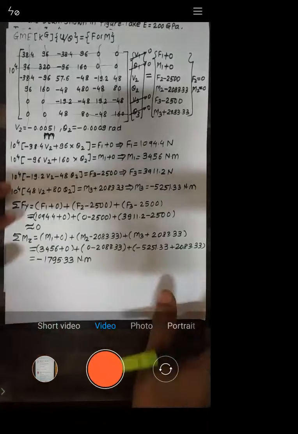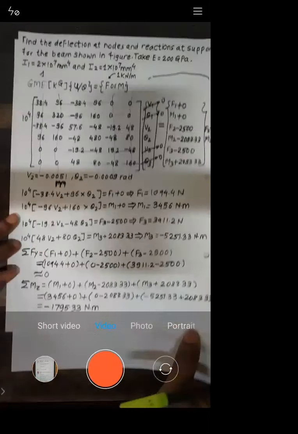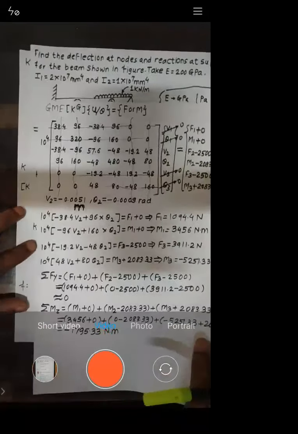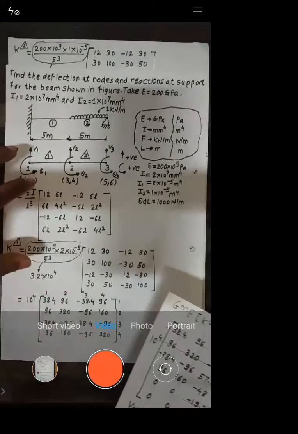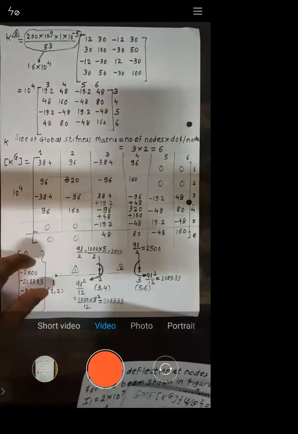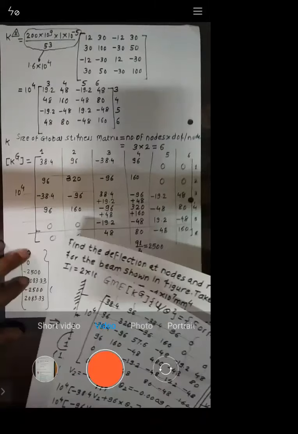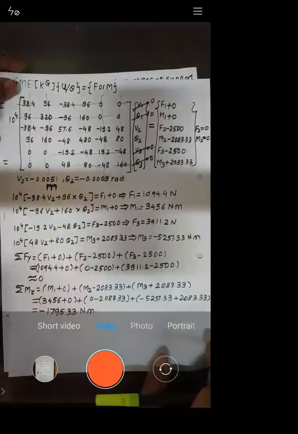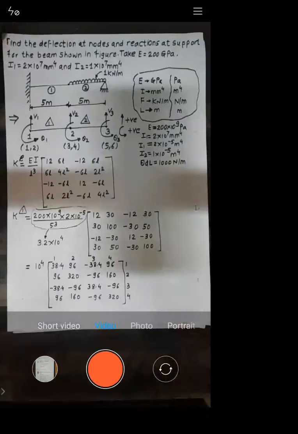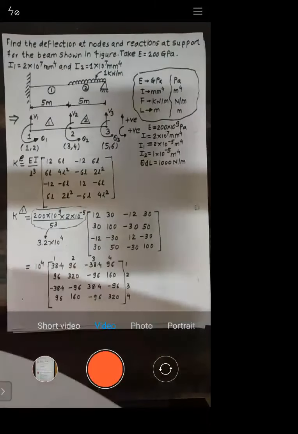So this is all about the problem which we have taken. This was the problem given. We discretized it, formed the element stiffness matrices, then formed the global stiffness matrix. After that, we converted the uniformly distributed load into point loads, written the global matrix equation, and further done the calculation. Is it okay to each of you? Let me know.